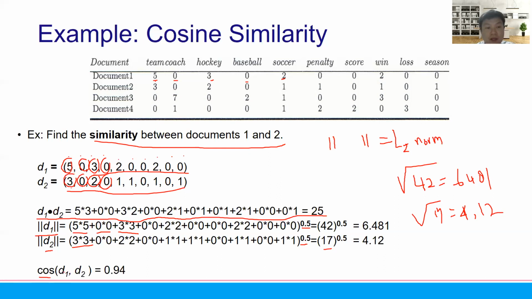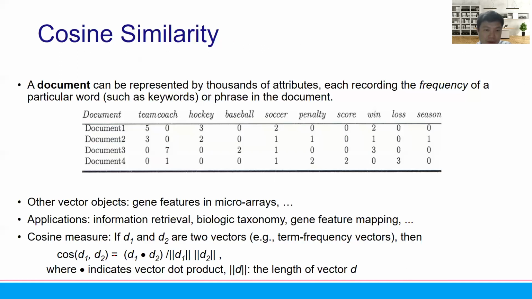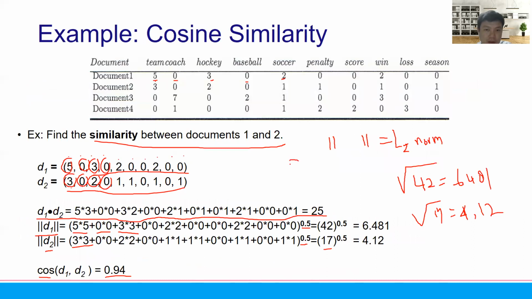So the cosine similarity between D1 and D2 equals 0.94. Wow. How? We need to use this formula. We have D1 dot D2, which means the multiplication between every element of those two documents. And then we have the L2 norm. We want to know the L2 norm of D1, and then multiply it with the L2 norm of D2. So the result will be the cosine similarity.